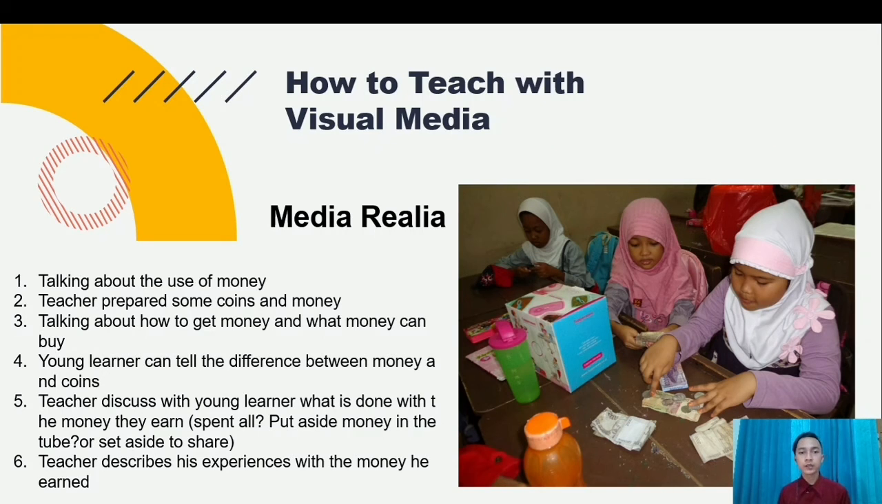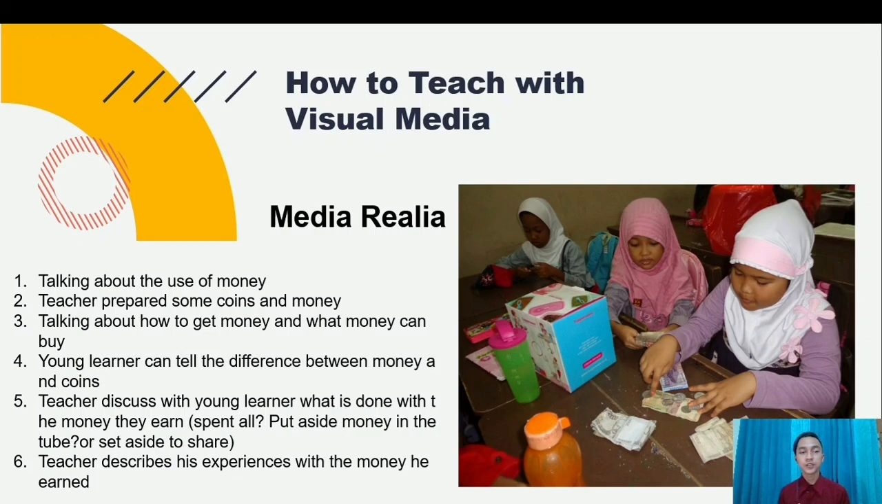And teaching with media realia, the first thing to do is talking about the use of money. Here I'm using money for the example. And the second is the teacher prepares some coins and money. And the third is talking about how to get money and what money can buy. And the fourth, young learners can tell the difference between money and coins.